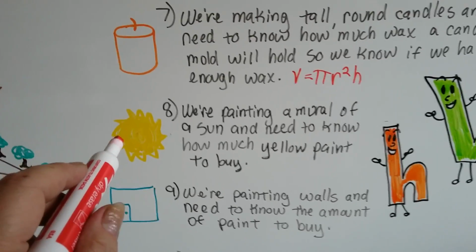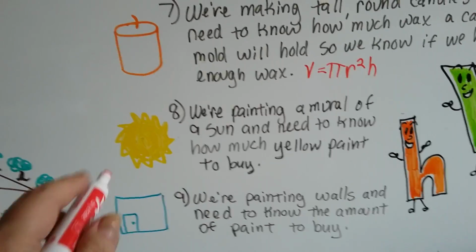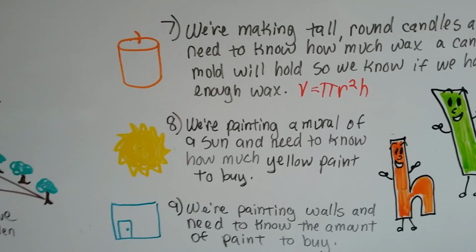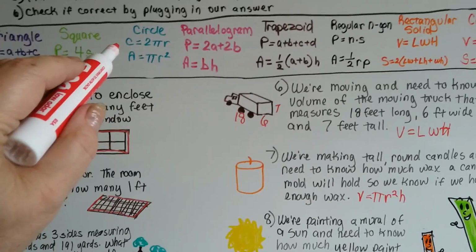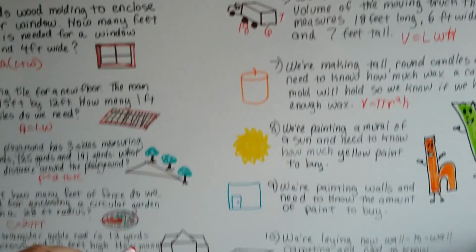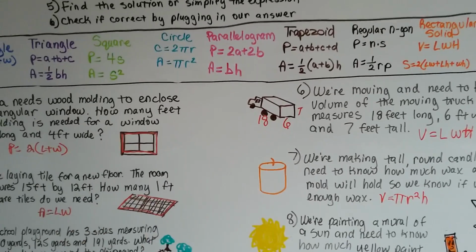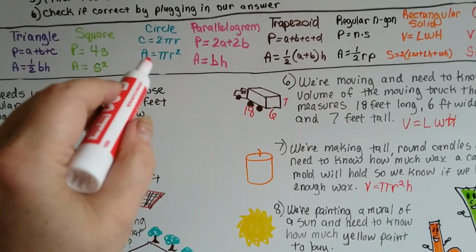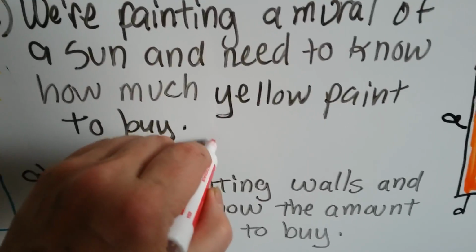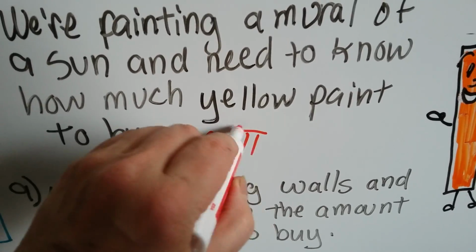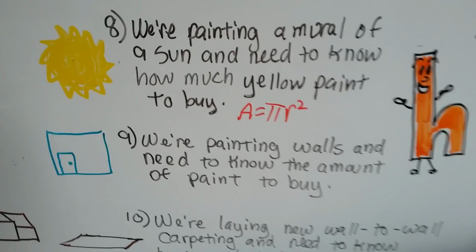How about if we're painting a mural of a sun and we need to know how much yellow paint to buy? And it's big. It's on a big, huge wall. Well, it's a circle, isn't it? So we know it's going to be one of the circle ones. Is it going to be the circumference that goes around the outside edge like the fence in the garden? Or is it going to fill it in like the tiles did? Well, we need to fill it in with yellow paint, so we're going to need the area. That's pi r squared. The area equals pi 3.14 times the radius times the radius. And then we'll know how much yellow paint we need to buy.